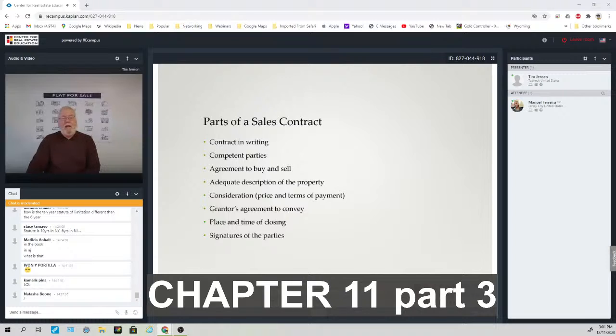All right. Now, parts of a sales contract. Number one, we said contracts have to be in writing. Again, it could still be a valid contract if it was an oral agreement and there was clear and compelling evidence. But our licensing law, once again, demands that all contracts that realtors are involved in must be in writing. Must be competent parties. Must be an agreement to buy and sell, the offer and acceptance. An adequate description of the property has to be included.